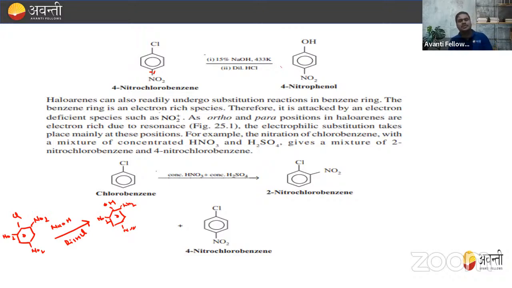The electrophilic substitution takes place mainly at these positions, right? For example, the nitration of chlorobenzene with a mixture of concentrated HNO3 and H2SO4 gives a mixture of 2-nitrochlorobenzene and 4-nitrochlorobenzene. So here we are talking about the electrophilic substitution reaction. Till here we had nucleophilic substitution; from here we have electrophilic substitution reaction. So when you treat chlorobenzene with concentrated HNO3 and concentrated H2SO4, the formation of ortho-nitrochlorobenzene and para-nitrochlorobenzene will take place, right? That is, 2-nitrochlorobenzene and 4-nitrochlorobenzene. So the reaction will take place.